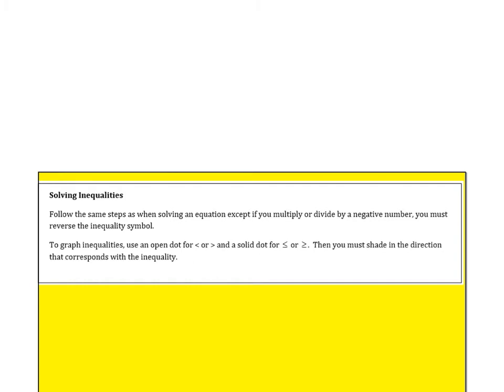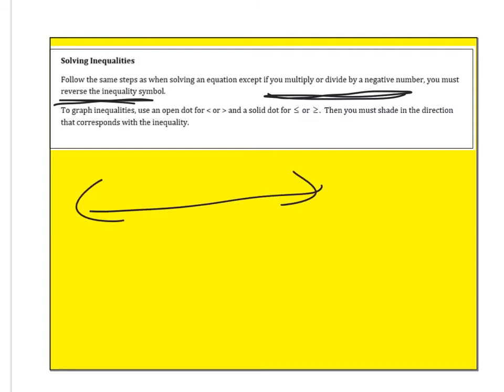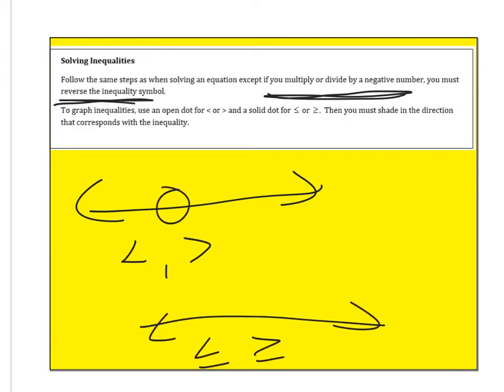All right, so solving inequalities. Big picture here. Follow the same steps as you would to solve an equation, except if you multiply or divide by a negative number, you must reverse the inequality symbol. So graphing inequalities, you graph it on a number line. If it's less than or greater than, it's going to be an open circle. If it's less than or equal to, greater than or equal to, then you're going to close up the circle.